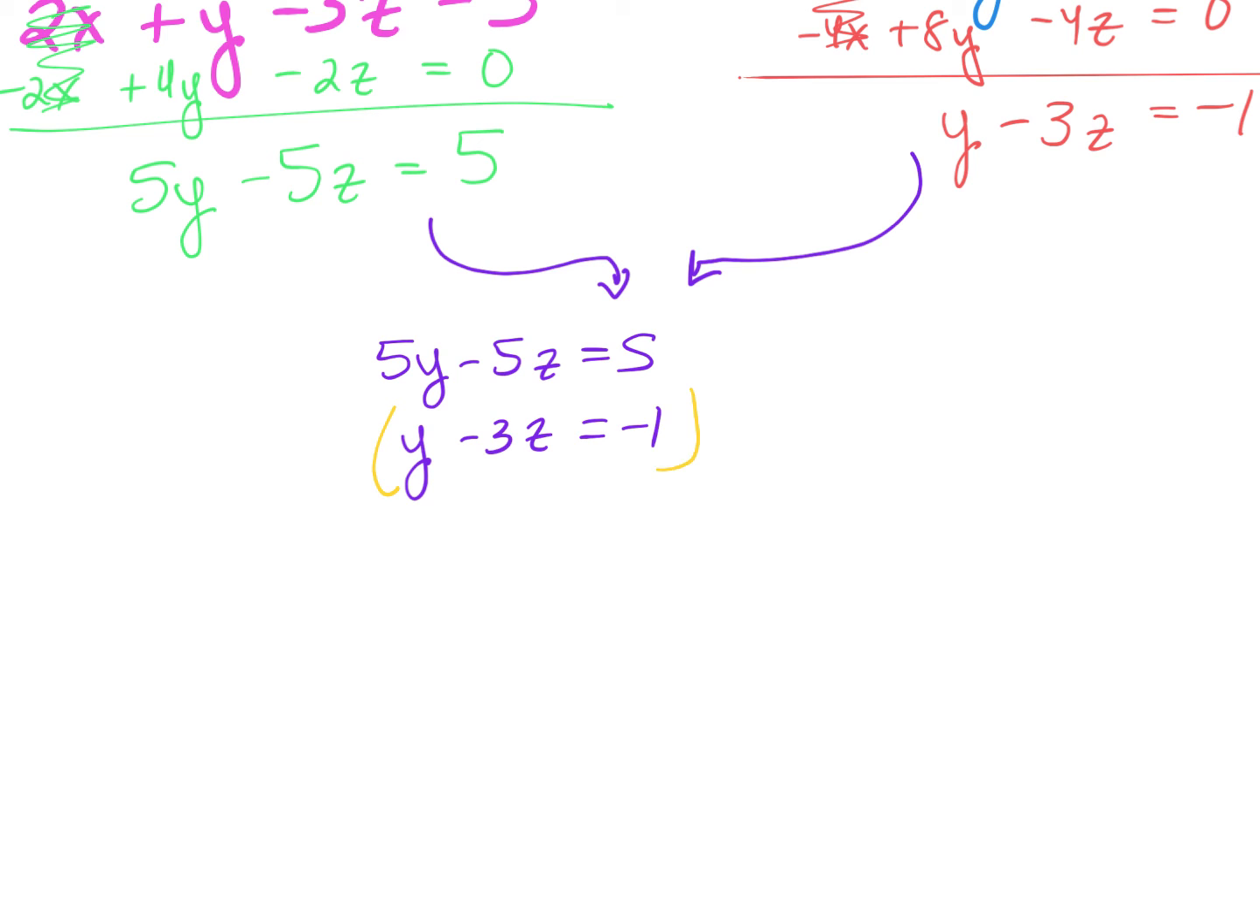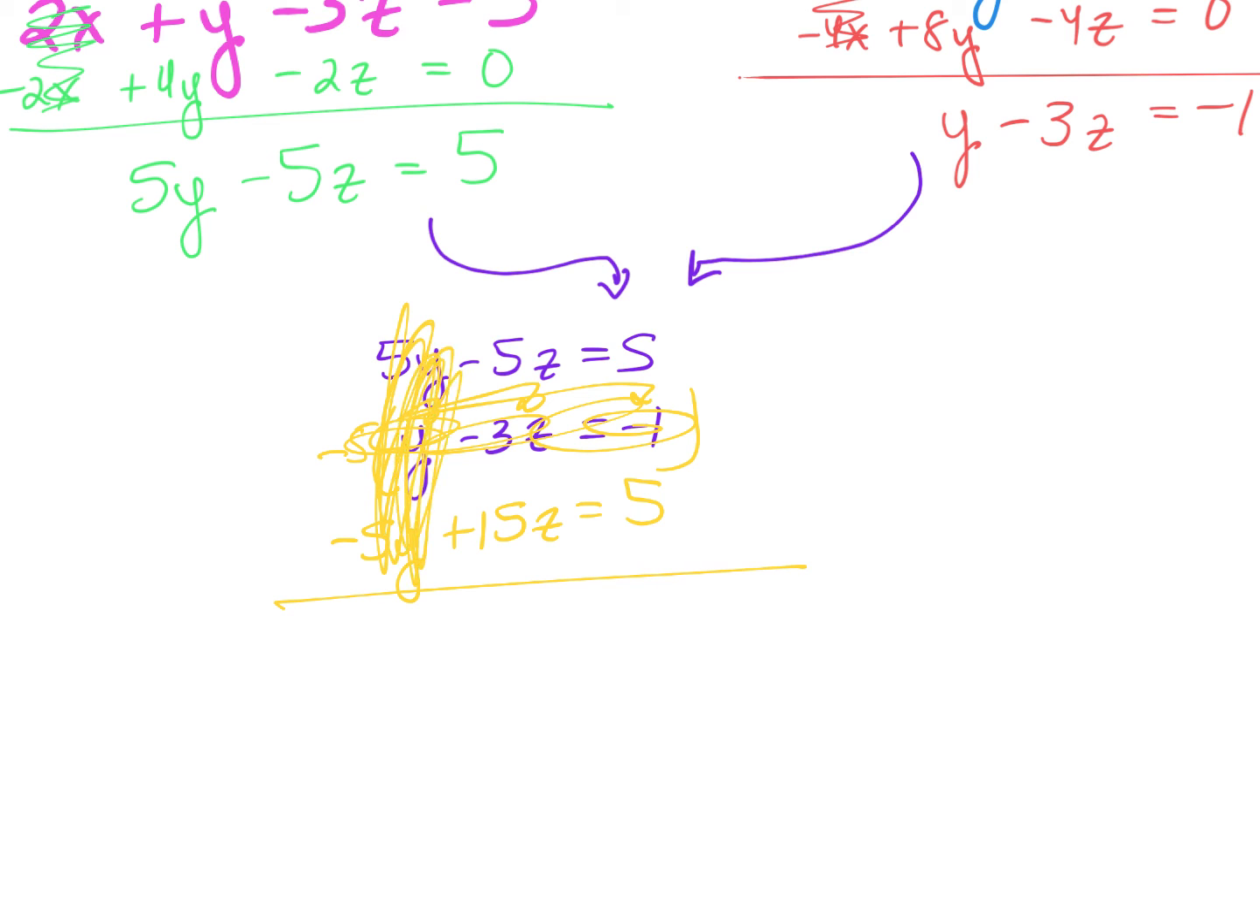Very good. And remember, it goes to both sides of our equal sign. So negative 5 times y is negative 5y. Negative 5 and negative 3 is plus 15z equals negative 5 and a negative 1 gives me 5. Combine, the 5y's will cancel out. What's a negative 5z and a positive 15z?